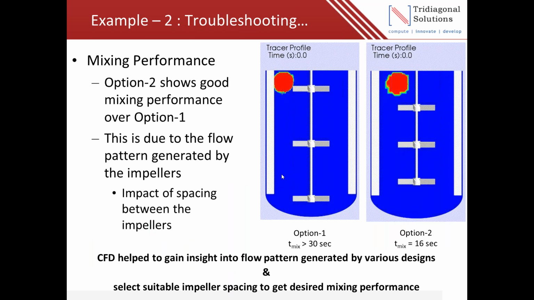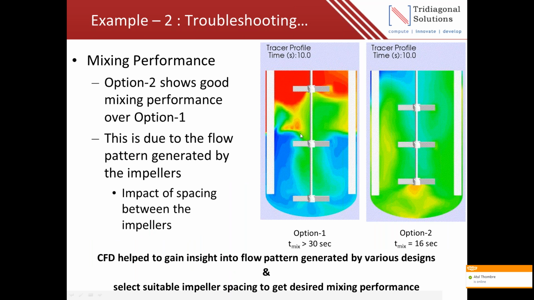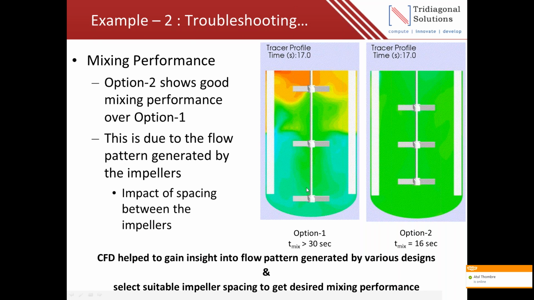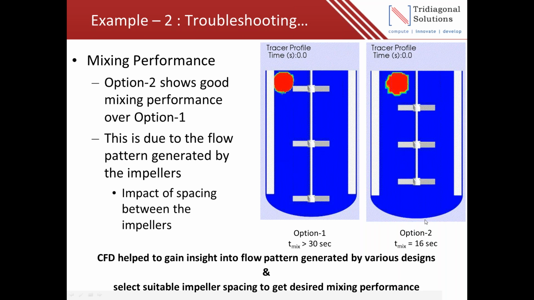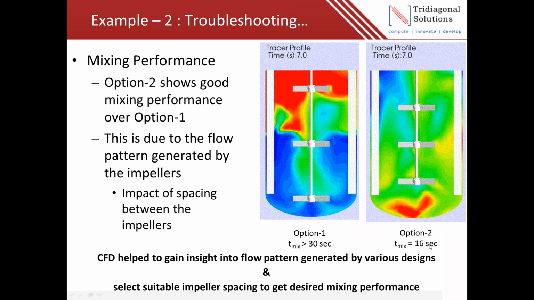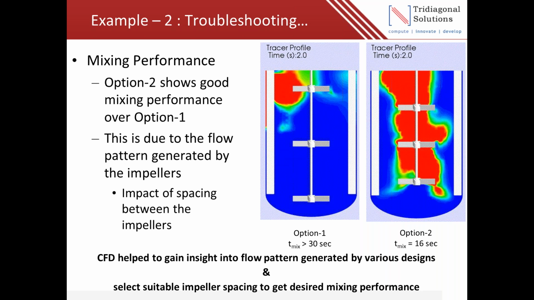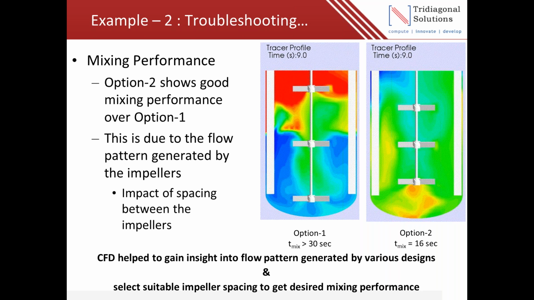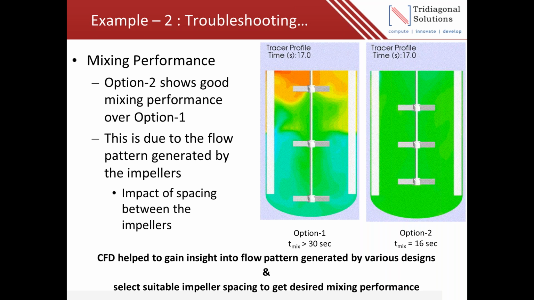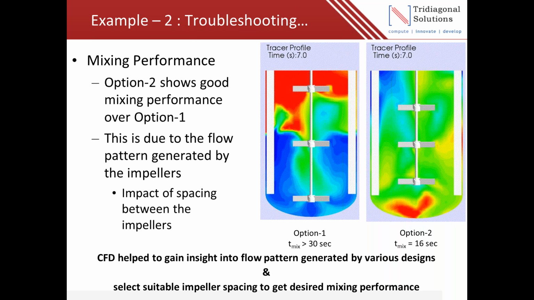Let's look at whether the mixing is improved with the two different options. With the base option we were looking at a mixing time of greater than 30 seconds. However, with the different impeller spacing, we are looking at a mixing time of about 16 seconds, which is what we desired in comparison with the original batch. So the objective of this example is to demonstrate how we can use detailed CFD analysis to get more insight into our vessel performance, and appropriately correct the design or the operating conditions so that we can get the desired mixing performance for a given system.